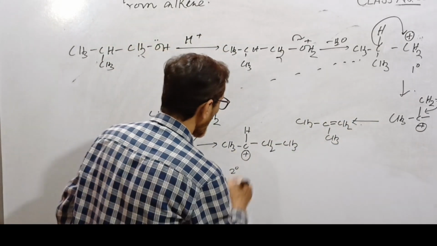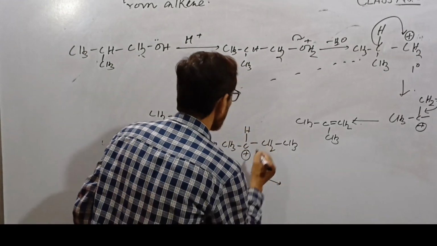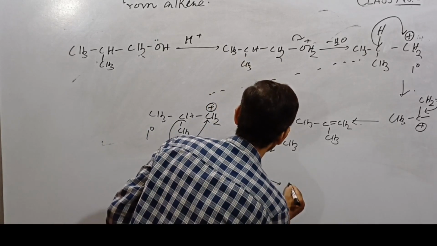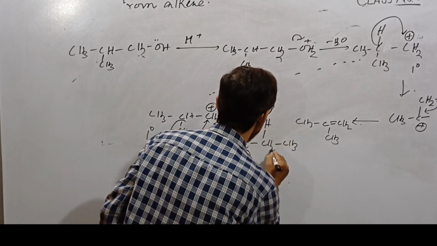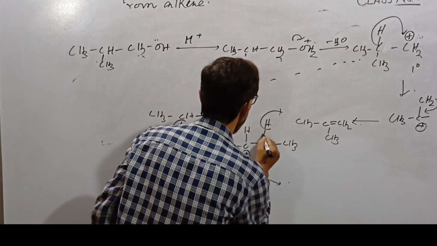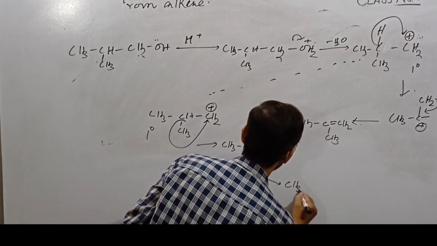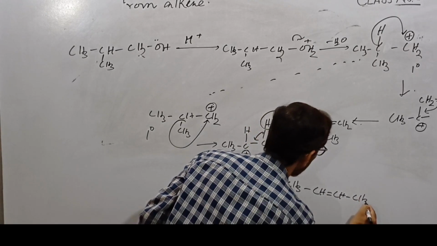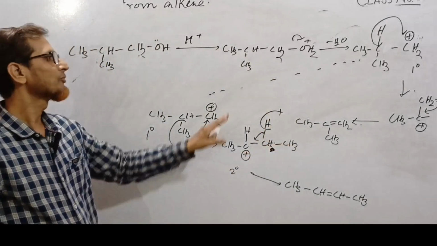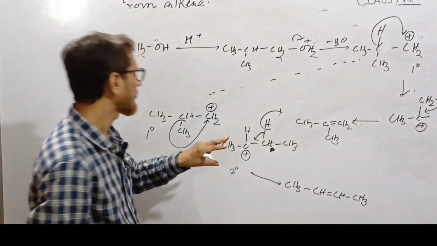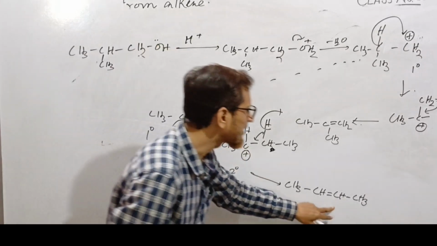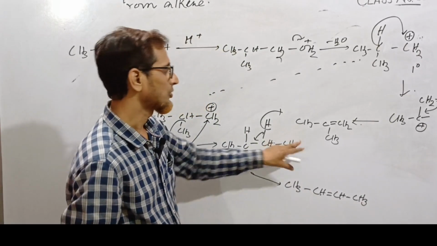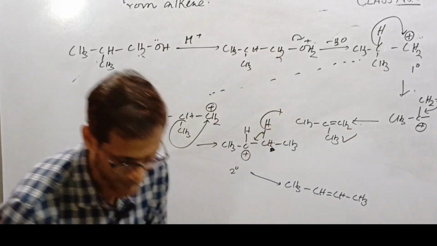Now the next step is deprotonation. Am I right? So if you write it this way, CH double bond CH CH3. One question I am keeping for you: is such a rearrangement to get this result true? If it is so, what will be your explanation? You try. I have shown you this.